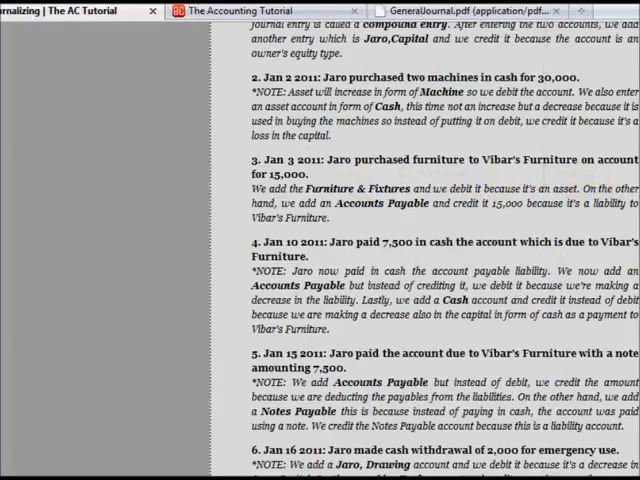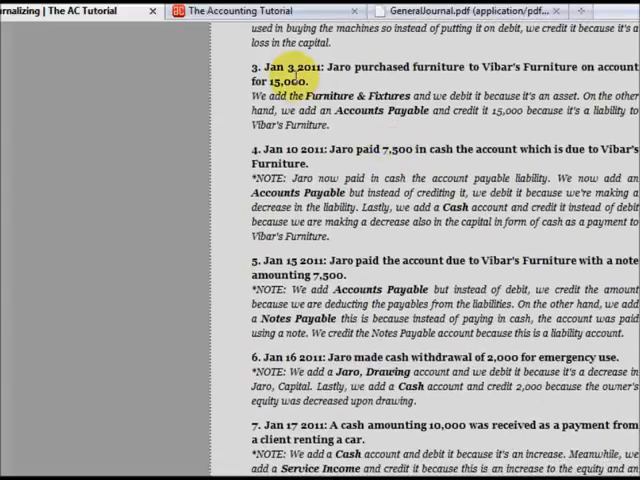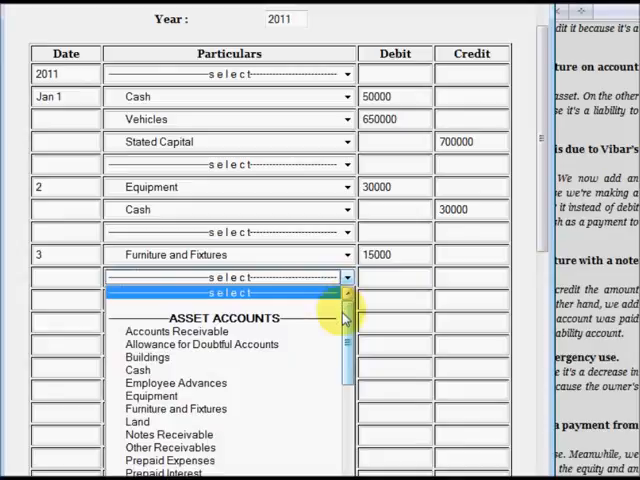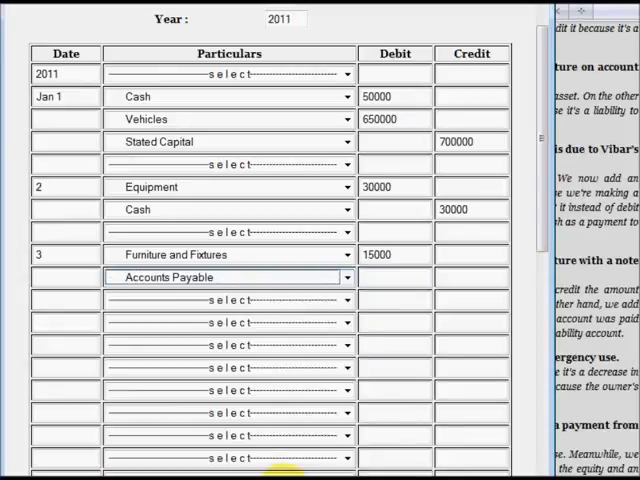The next transaction is January 3. Jaro purchased furniture to Vibar's Furniture on account for 15,000. The date is 3. We put furnitures amounting 15,000. We debit it because it's an asset. On the other hand, we add an accounts payable, which is a liability account, and credit it 15,000 because it's a liability to Vibar's Furniture.